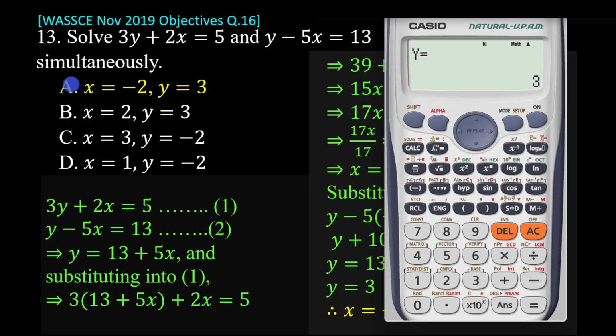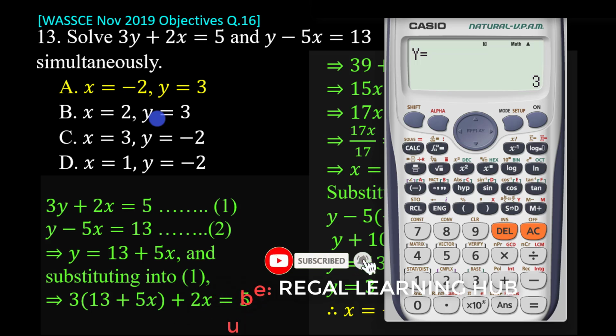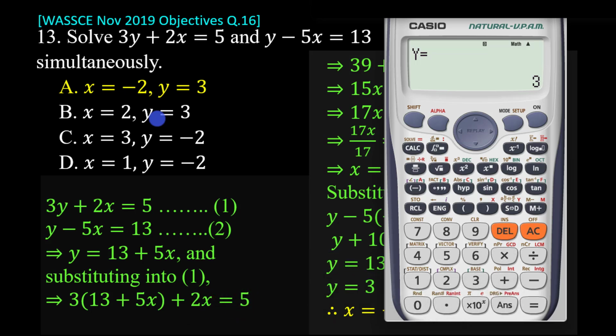And I've always advised that you should learn to use your calculators in solving some of these questions so that you can save time in the examination hall. Let's proceed to the next question.